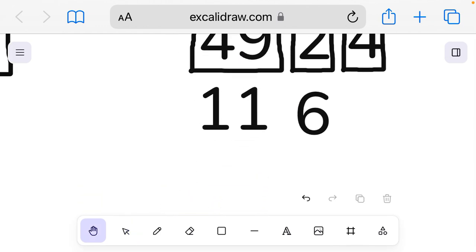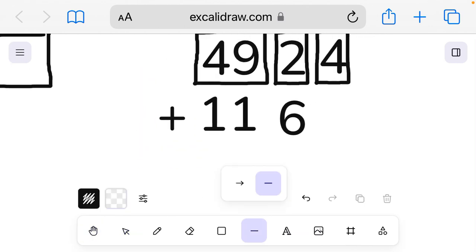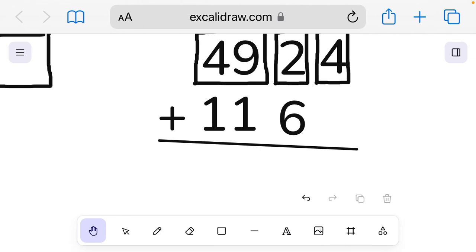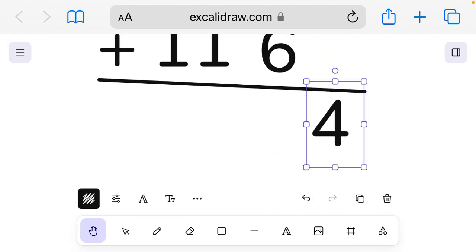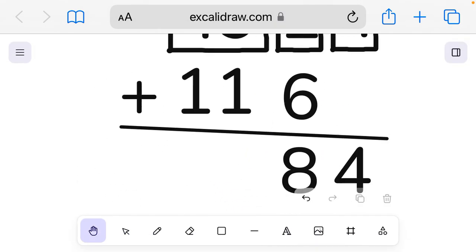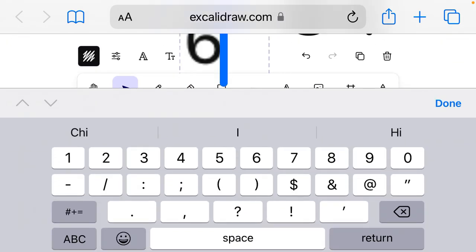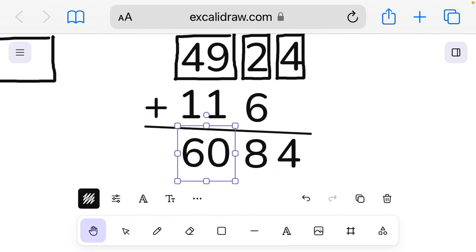So you put the plus sign, and you draw a line here, and you bring the 4 down here, and then 2 plus 6, which is 8, and then we have 49 plus 11, it's 60. So the answer is 6,084.